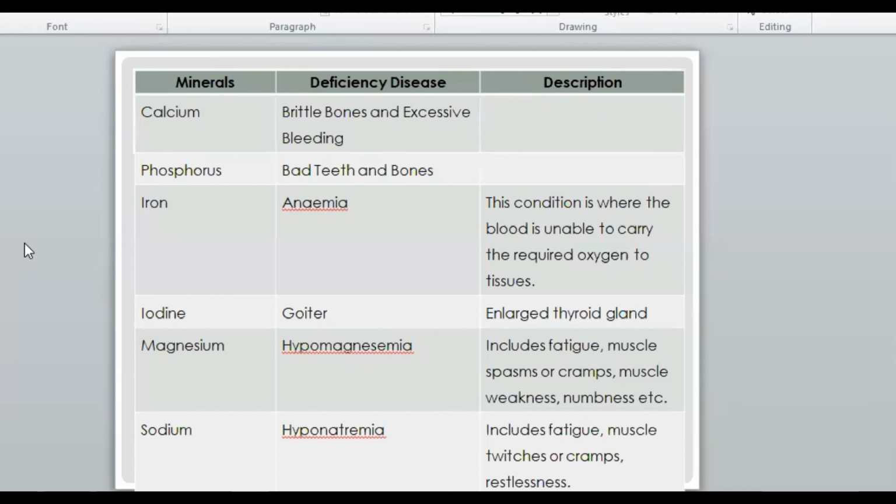Now, iodine. When we were looking at iodine, I had asked you guys to look up what happens to the body when there's a shortage of it.